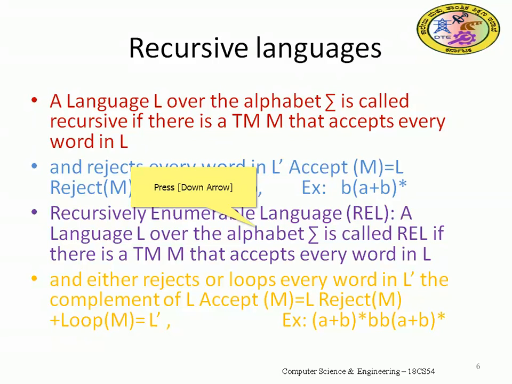So the recursively enumerable language should either accept M for the language L, or reject M plus loop of M for L complement. An example is (a+b)*. So that is an example for this: accept(M) is equal to L, or reject(M) plus loop(M) is equal to L complement. Okay, so let us see a problem.